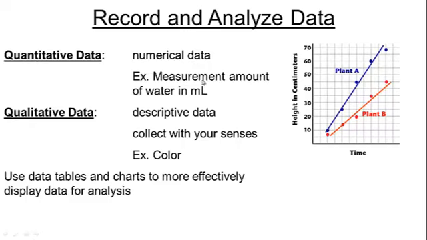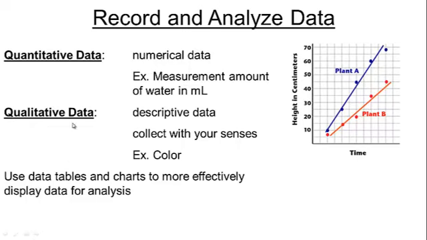It's, for instance, the measurements of the amount of water in milliliters that we may use. Or it could be a measurement of height in centimeters. All right? Quantitative data. This is the kind of data that we're most used to using. It's the kind of data that we use instruments to collect information about.